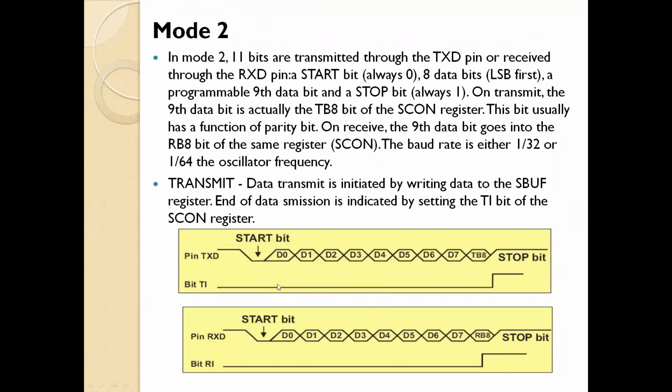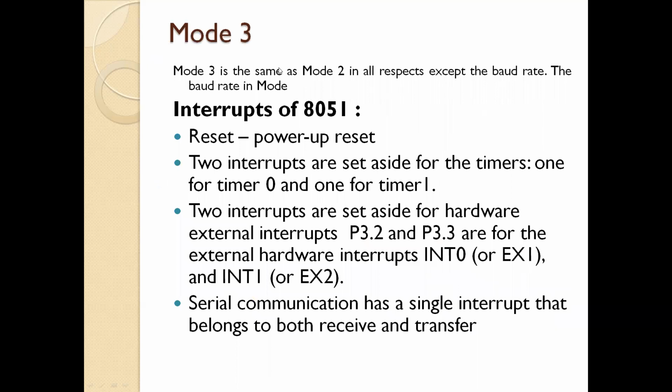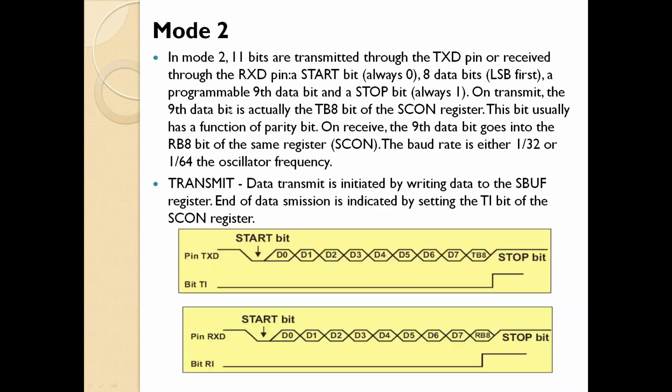And mode 2 and 3, 9 bits, same thing. After the 8th bit, TB8 in case of transmission, RB8 in case of receiving, this additional bit will be sent. So mode 3 is the same, the difference will be the baud rate. So baud rate will not be decided by timer 1 in case of mode 2. That is the different modes of operation of serial communication in 8051.